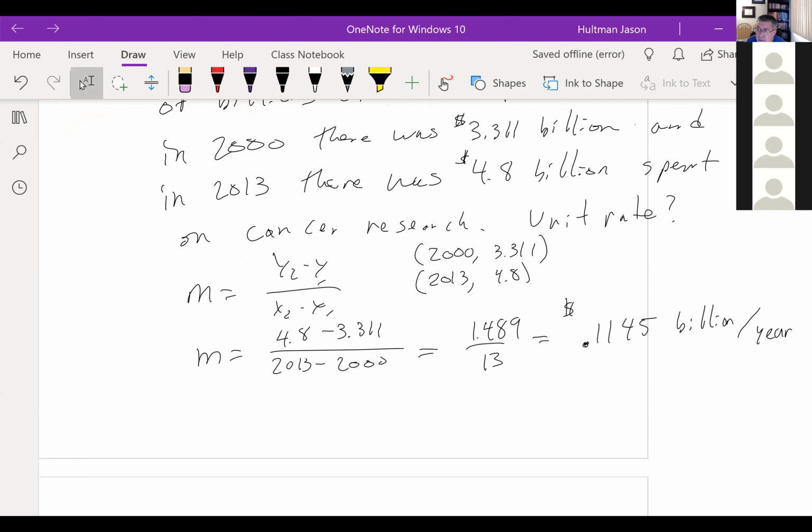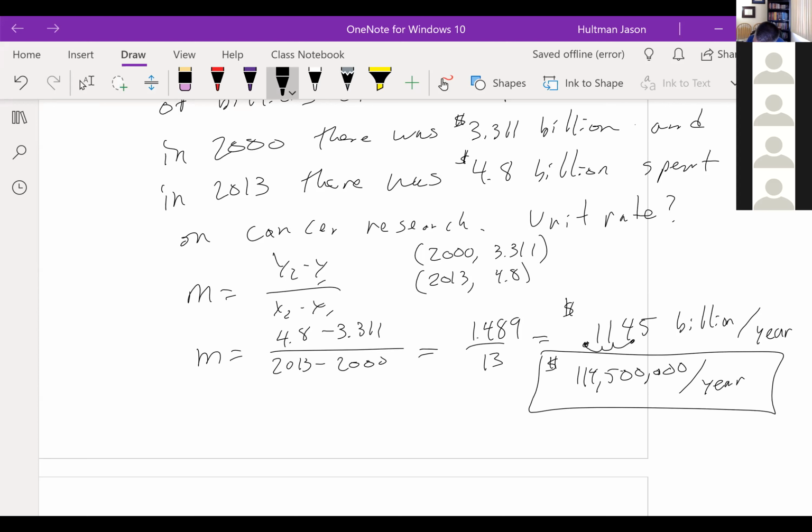If I wanted to change it to millions, I would just move the decimal over 3 times. This is $114,500,000 per year. So that's how much was spent roughly each year, that's the average rate of change. What is the average rate of change? That's the average amount that it's going up by. That's the average increase.